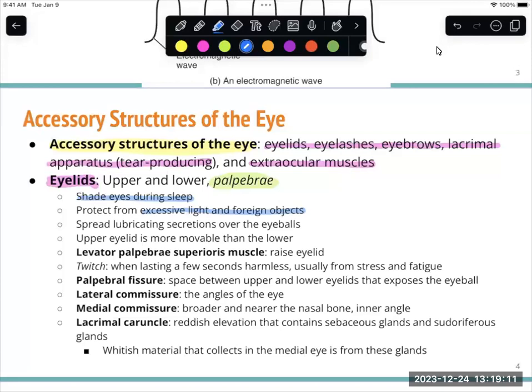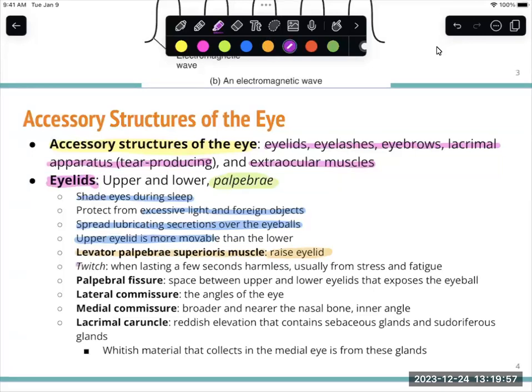That lacrimal apparatus secretes tears, which help to lubricate and keep your eye moist. Our upper eyelid does most of the moving. And we have a specific muscle that opens your eye. We talked about in the muscle chapter how we have orbicularis oculi. That is the muscle that closes your eye. I'm pretty sure I mentioned, but we have levator palpebrae superioris. This is the muscle that lets you open your eye.